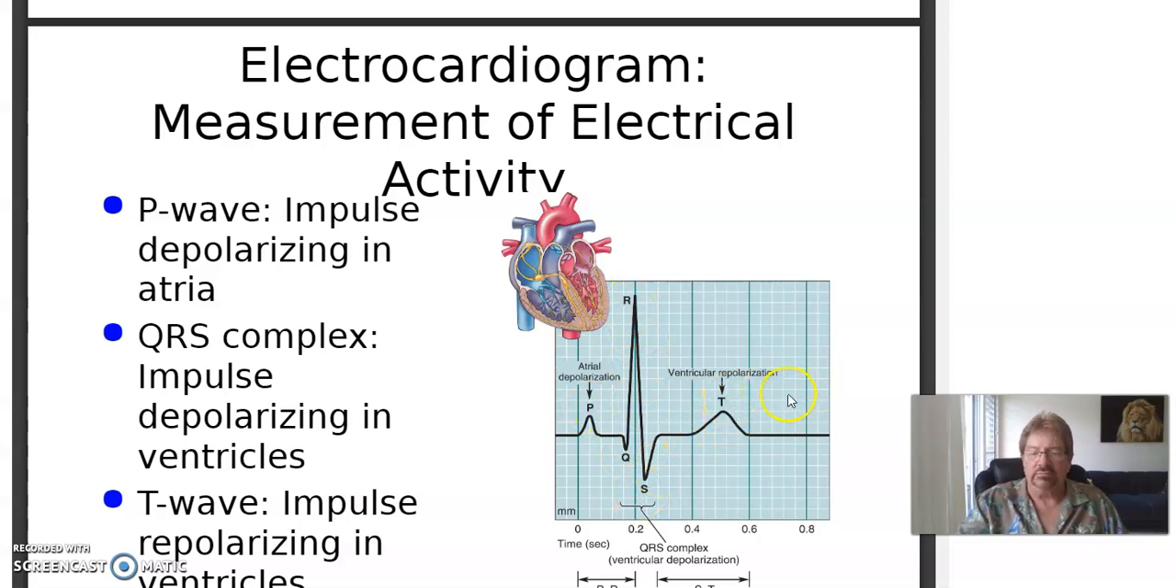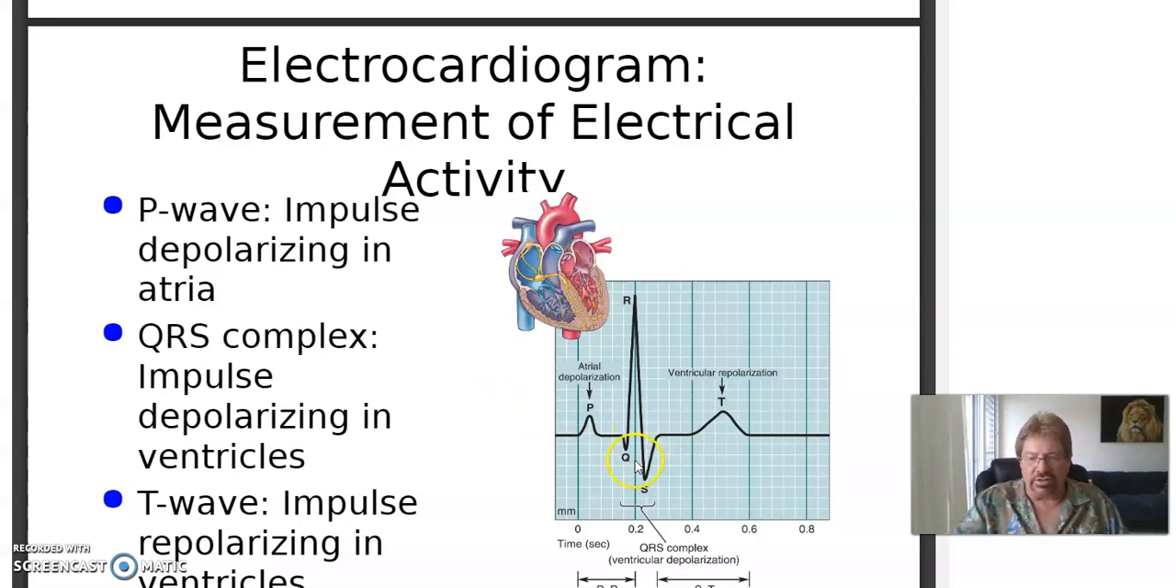PQRST. At least it's in order. The P wave is the impulse when the atria depolarize. So the atria depolarizing and beating, and subsequently beating, is what makes the P wave.